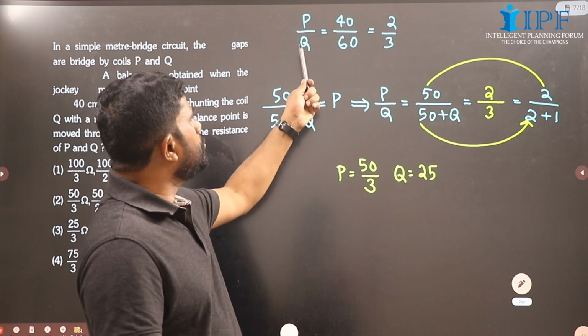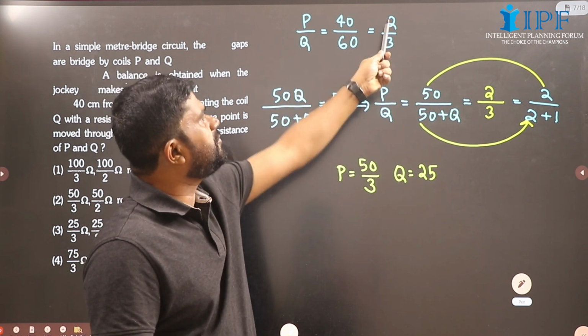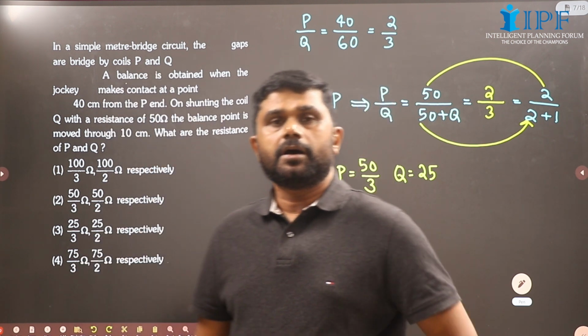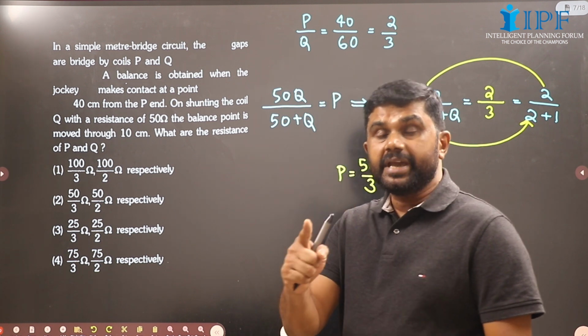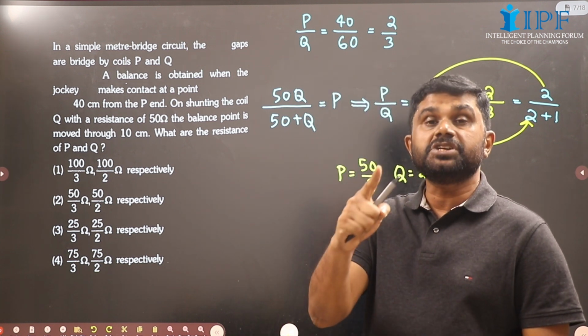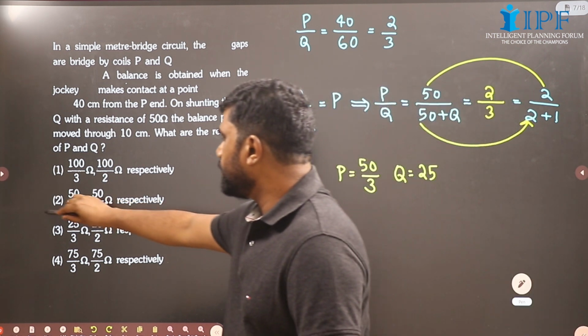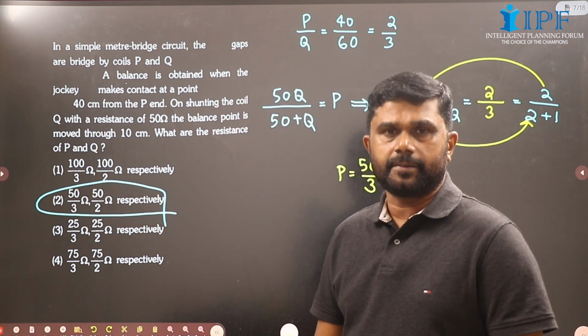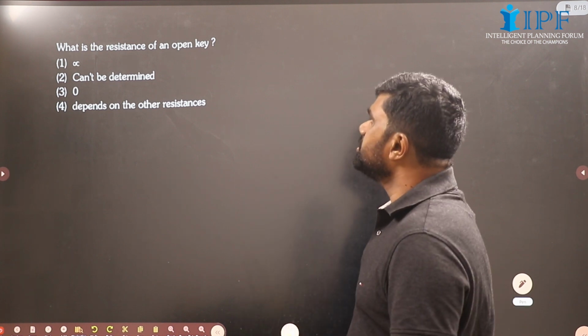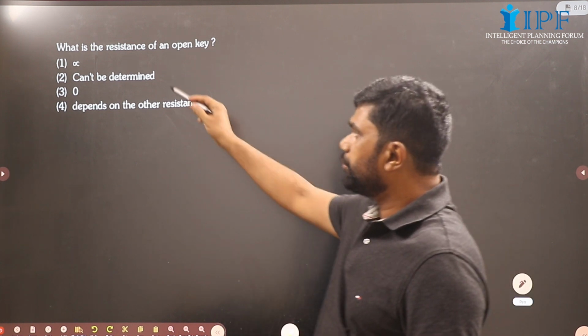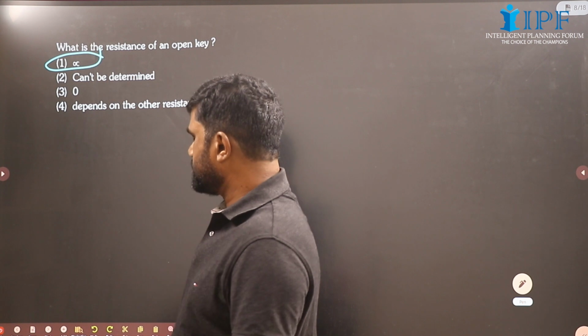When Q equals 25, P will be 25 into 2 by 3, that is 50 by 3. So P is 50 by 3 and Q is 50 by 2, that is 25: 50 by 3 and 50 by 2 ohm respectively. Now what's the resistance of an open key? Resistance of an open key is infinite.